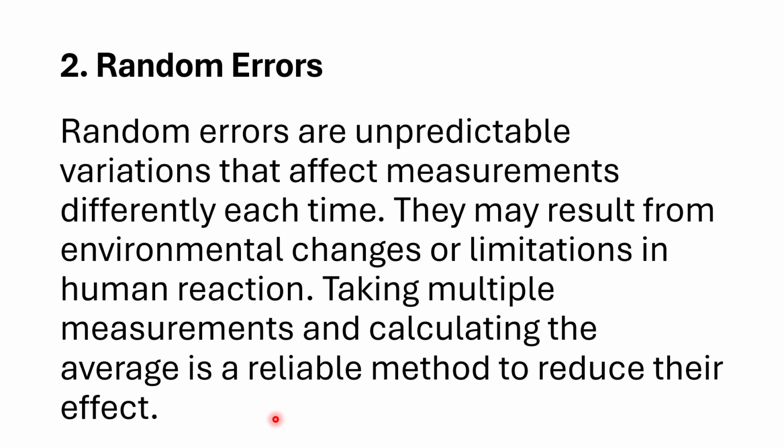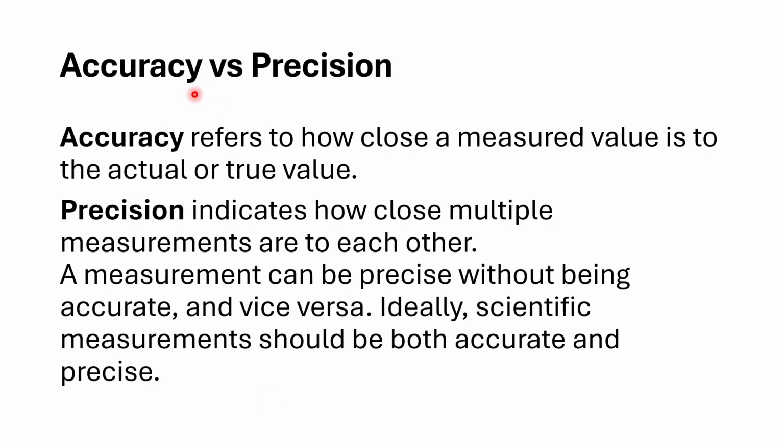Now we will have another basic and important concept of physics, that is accuracy and precision. Accuracy refers to how close a measured value is to the actual or true value. We can say how close the value is to the actual value. We measure some values and check how close these different values are to the actual value. So this is the concept of accuracy.